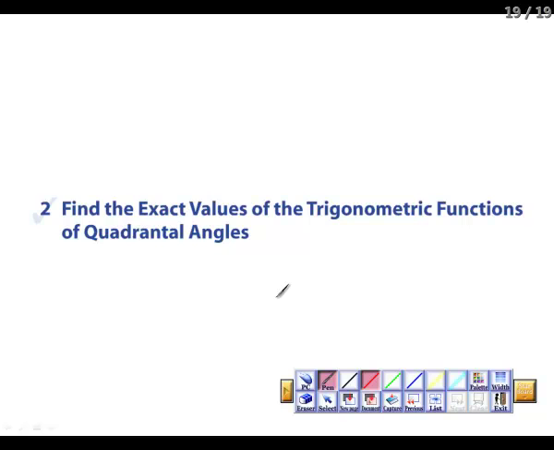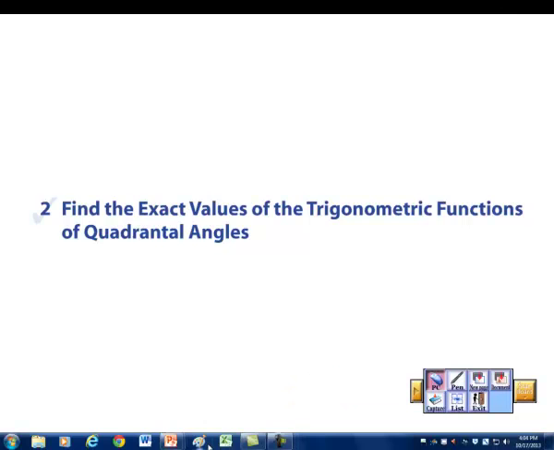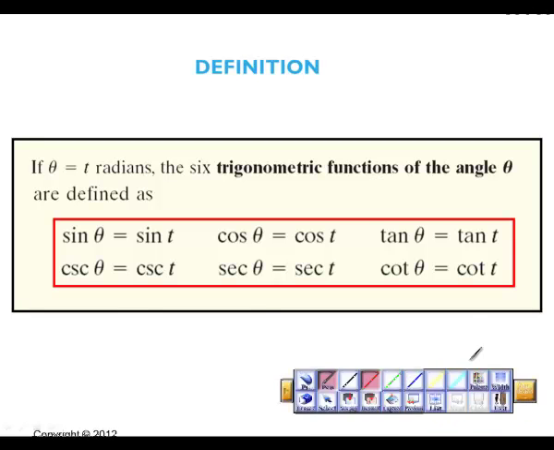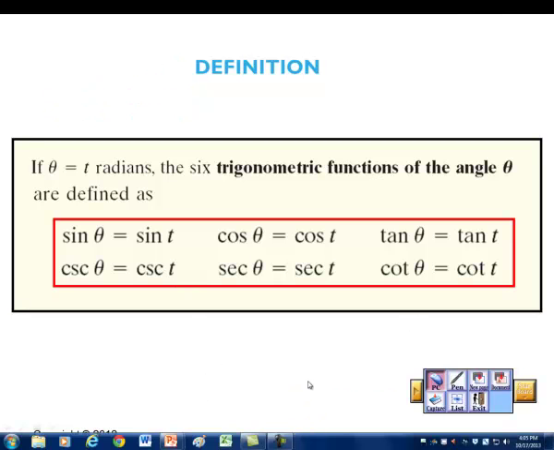So in other words, we know that sine of 90 degrees, that would be theta, is the same as sine of pi over 2 in radians. And that's all that's saying there. And then cosine and so on.